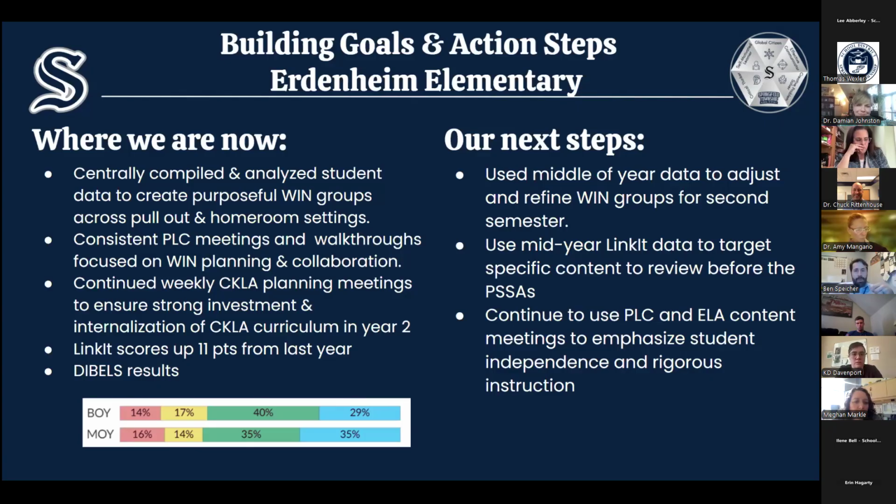And then our next steps for the rest of the year, the first has actually already happened, where we looked at the middle of the year data, reanalyzed all the data, made new groups for WIN, and dug into some of our mid-year data. For example, we saw on Dibbles that our students had very strong results in their accuracy in oral reading, but there were some gaps in our fluency. So we talked as a team about how to increase fluency practice during WIN based on those Dibbles mid-year results.